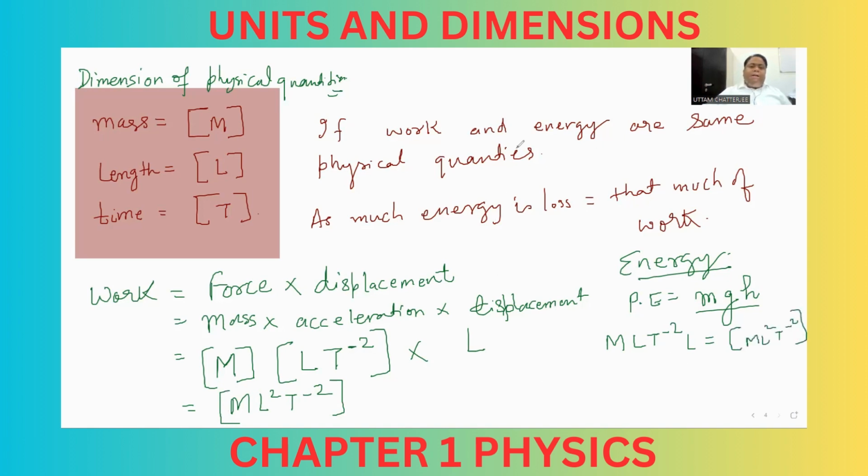Now, if you take kinetic energy, then also you'll get the same value. Kinetic energy is equal to half mv square. Constant will have no unit. So for mass, we can write M. For velocity, we can write length per unit time and overall square of that. And it becomes M L square T minus 2.